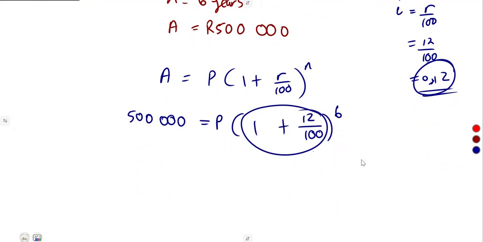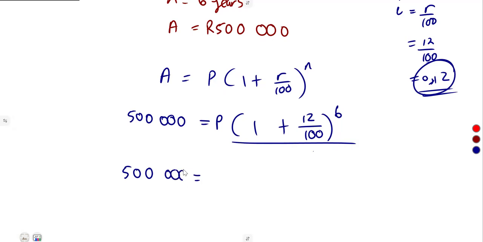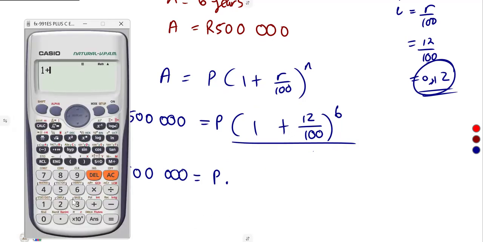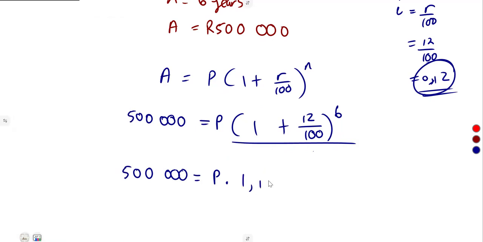So I can simplify this from my calculator. So 500,000, or just divide by the bracket, it's fine, or just simplify it before dividing. What is this value that we have? The bracket 1 plus 12 over 100. Just try to simplify that. So this is going to give you 1.12 to the exponent of 6. I just simplified what is inside of the bracket. The exponent, I did not even use it. Just leave it as it is.